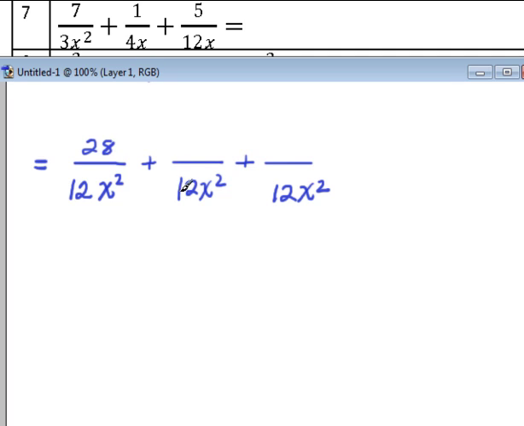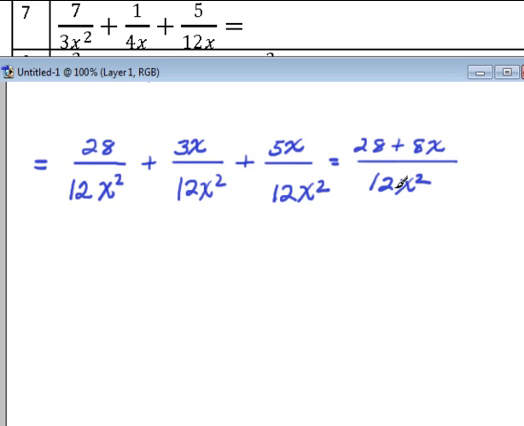Here we have to multiply 4 times 3 and x times x to get x squared. So we have to multiply top and bottom here by 3x. So 1 times 3x on top, that's just 3x. And here to go from this denominator to this denominator, we multiply by x. So multiply top and bottom here by x. So 5x in the numerator. Add those numerators, and we have 28 plus 8x over 12x squared.